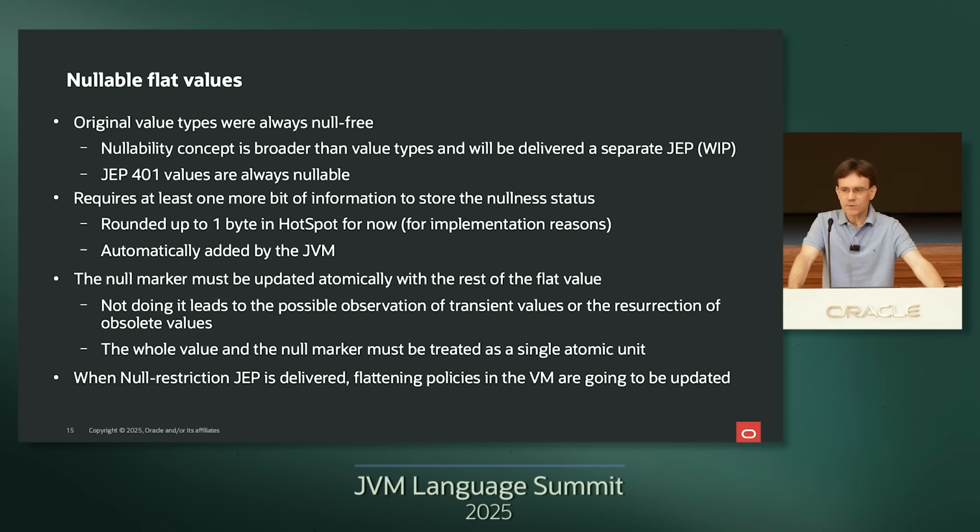We tried many protocols to separate the null marker and the value to be more efficient in terms of memory, and it simply doesn't work. There is still a possibility to observe a transient value or to resurrect an obsolete value. So the whole value and the null marker have to be treated as a single atomic unit. When the null restriction JEP is delivered, the flattening policy in the JVM will be updated to provide better flattening of non-null, null-restricted value types.